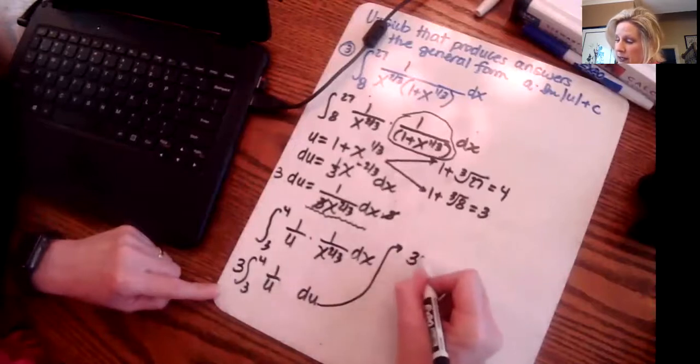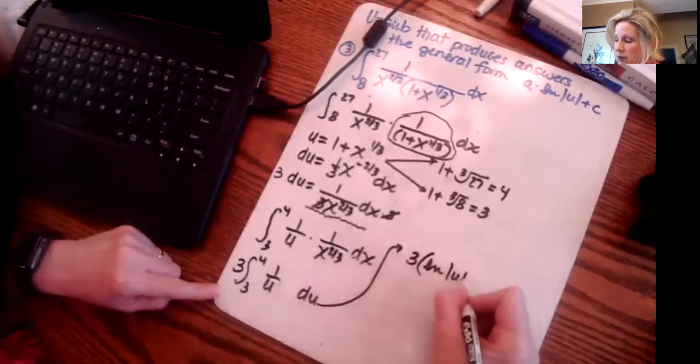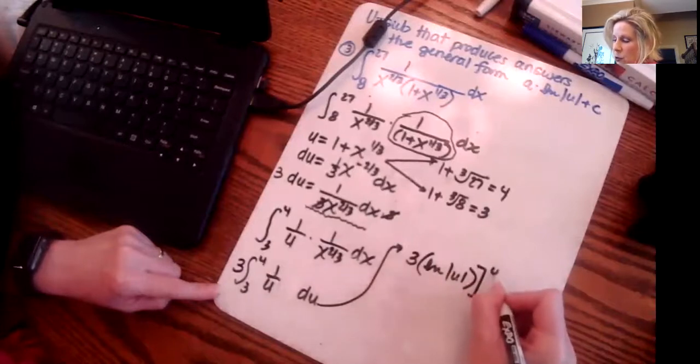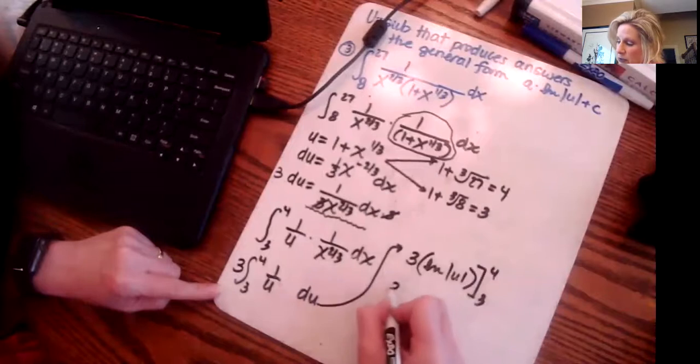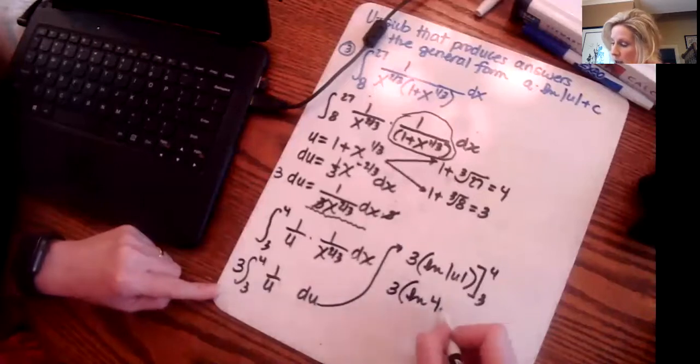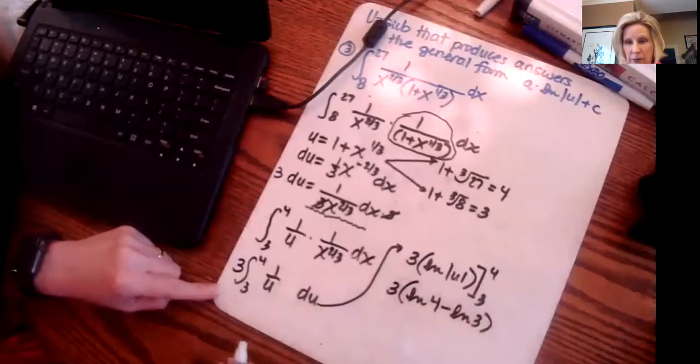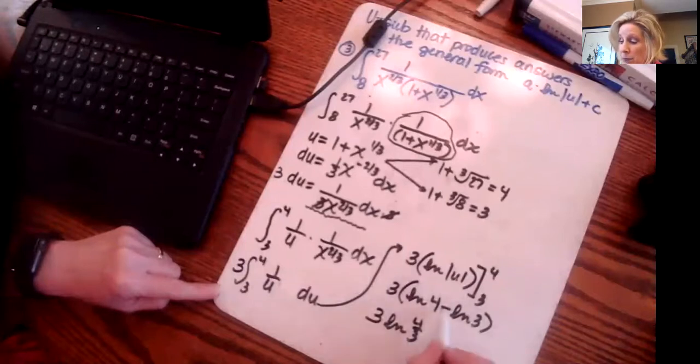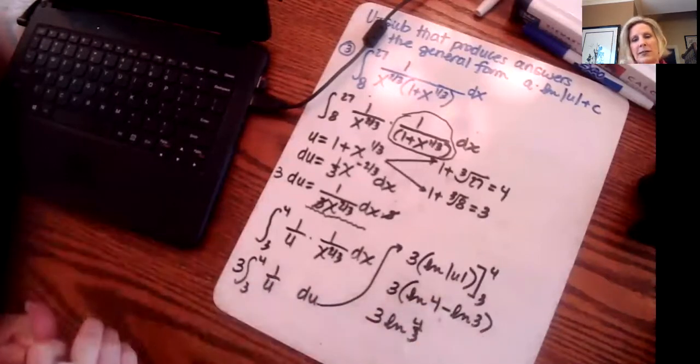So I know I've got 3 times ln of the absolute value of u, and I'm going to take that 4 to 3. So that's going to give me 3 ln of the absolute value of 4, which is 4, minus ln of the absolute value of 3. The absolute value of 3 is 3. And then you'll see this as ln of 4/3. So don't forget, if you've got 2 separate logarithms and you're subtracting, you condense into a single logarithm by dividing arguments. If this had been plus, you would have said 4 times 3 and have gotten 12. But it's minus, so I'm not going to mess that up.